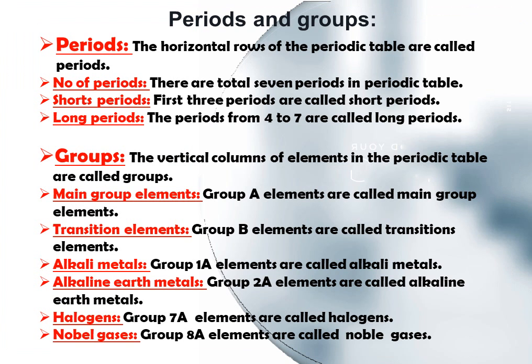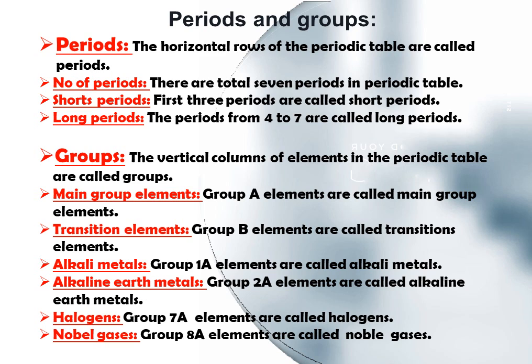Come towards periods and groups in the periodic table. Now what are periods and groups in the periodic table? Periods are the horizontal rows of the periodic table, meaning the horizontal rows of the periodic table are called periods. There are only 7 periods in the periodic table. They are further divided into two types, short periods and long periods.